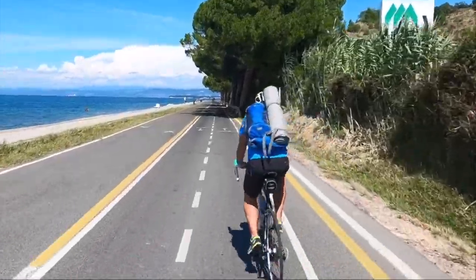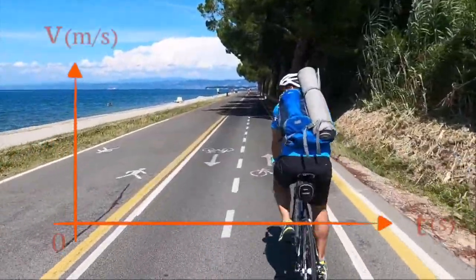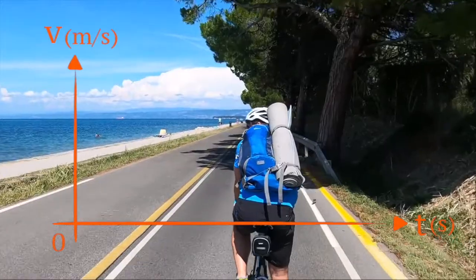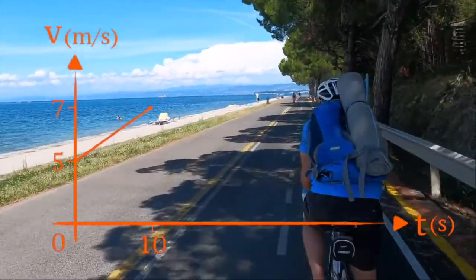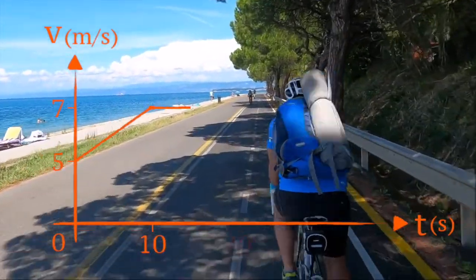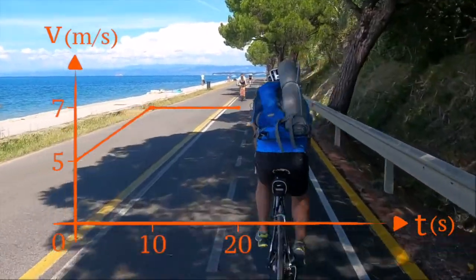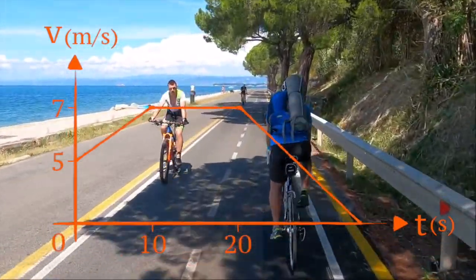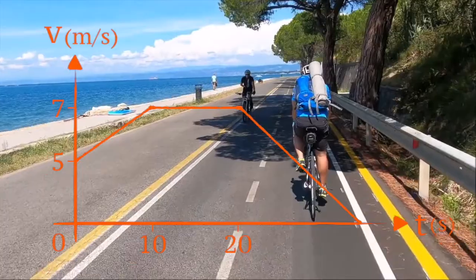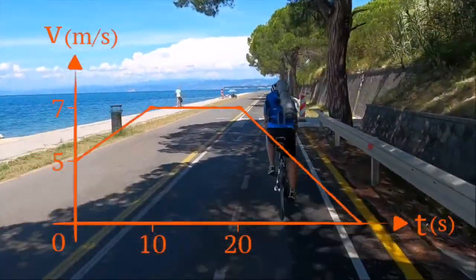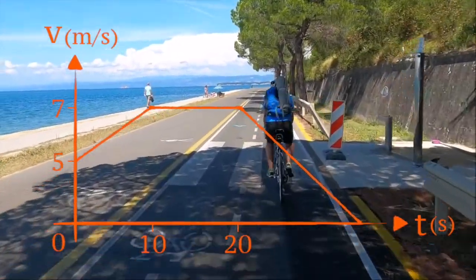If a cyclist travelling with linear motion accelerates uniformly from 5 to 7 meters per second in 10 seconds, and then continues to travel with constant velocity for another 10 seconds, before decelerating right down to zero at a rate of 0.5 meters per second squared, then how far has he travelled in total?